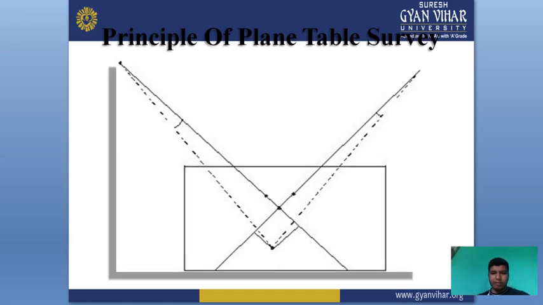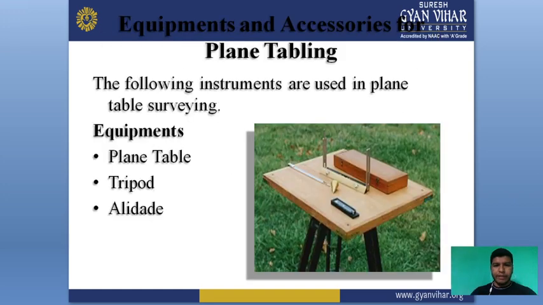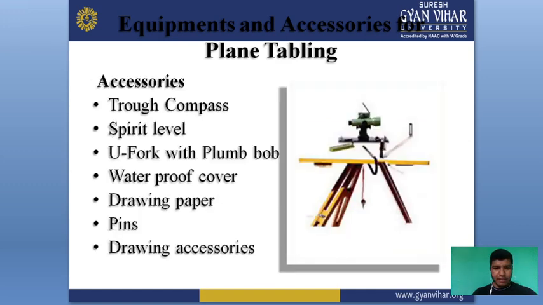This is the example of a principle of plane table survey. We have used a sheet and over it we draw and mark the station which is fixed on the ground, and also mark some points which are shown in the figure. The main equipment and accessories which are used in plane table surveys are: the main equipment is plane table, tripod and alidade. Accessories: trough compass, spirit level, U fork with plumb bob, waterproof cover, drawing paper, pins and drawing accessories.